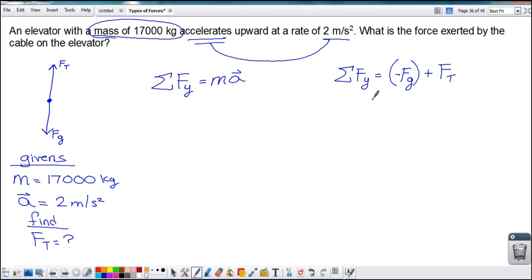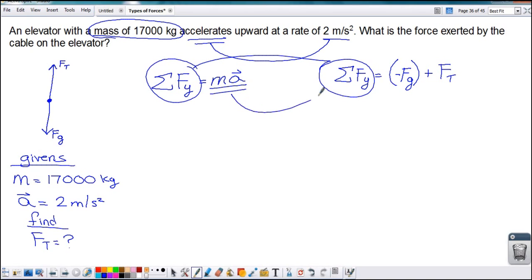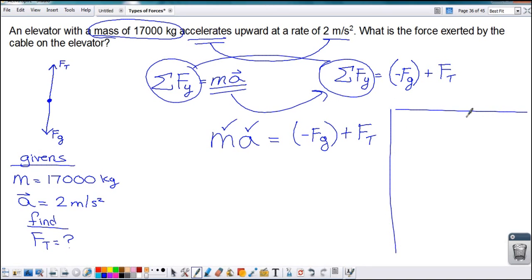So now we can go ahead and set these two equations equal to each other because they are both the net force in the y direction. So I can just substitute this in for that. So the mass times the acceleration is equal to the gravitational force, which again we make negative because it's going down, plus the tension force. Now I look at this equation. I know the mass, I know the acceleration. I do not know this gravitational force, and I won't be able to solve the equation until I only have one unknown. So I need to find the gravitational force.